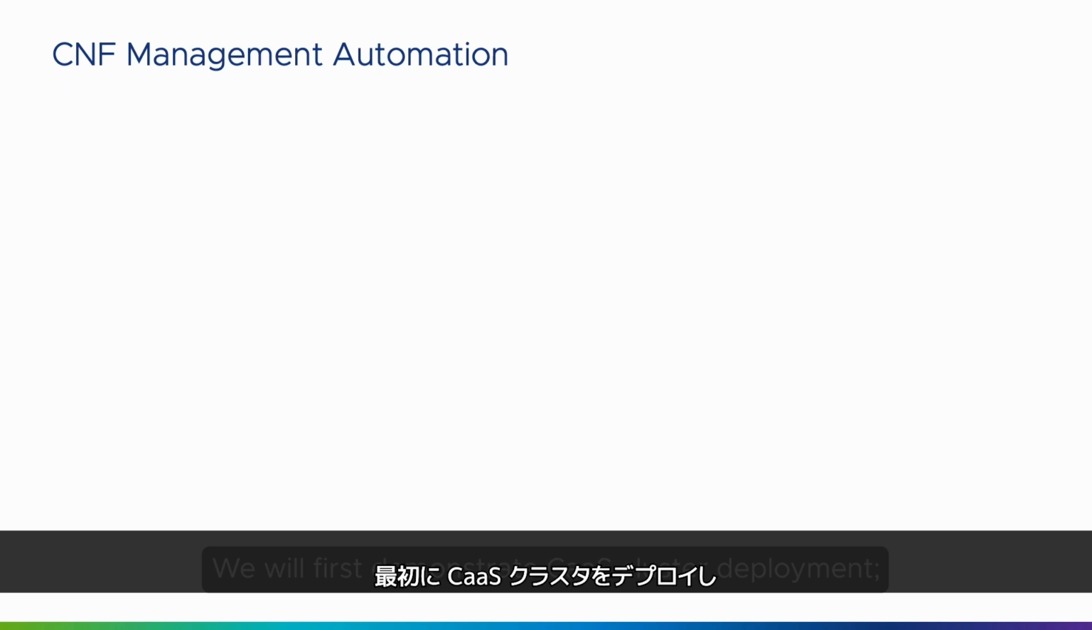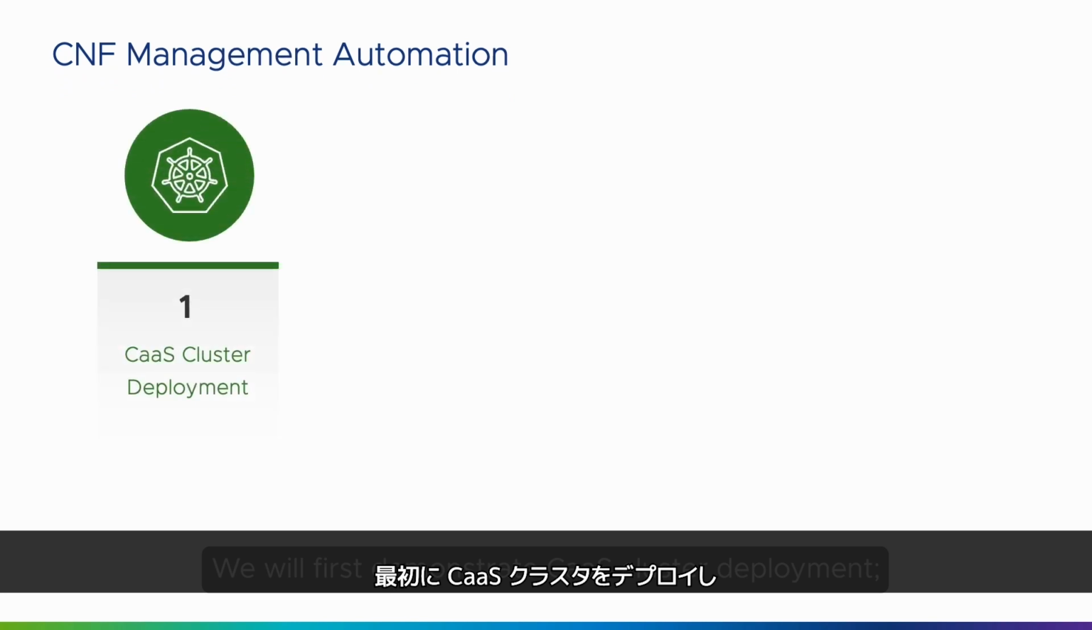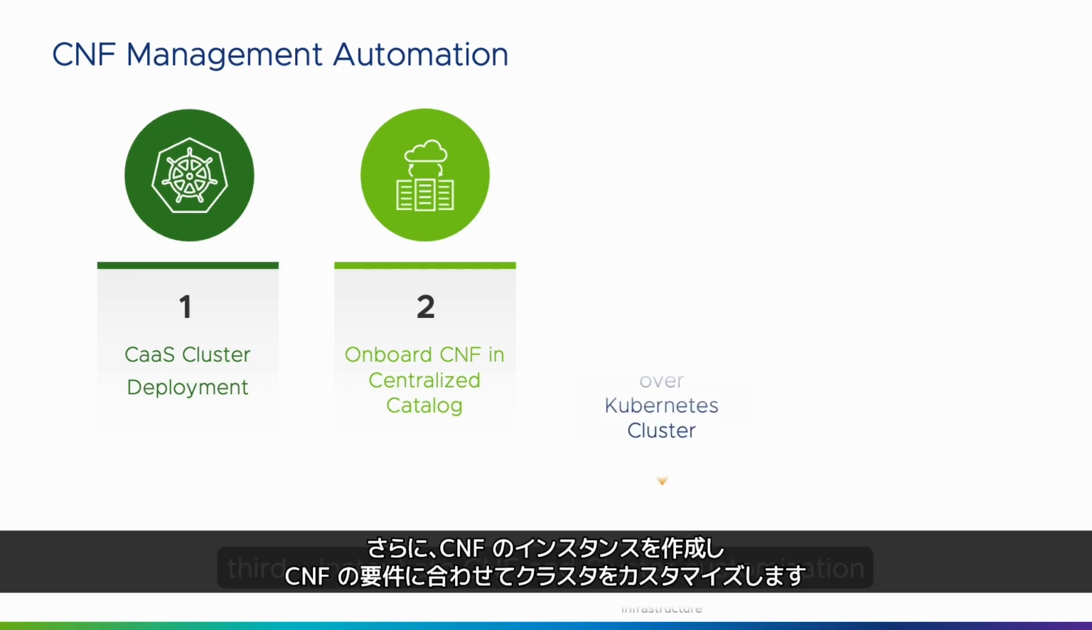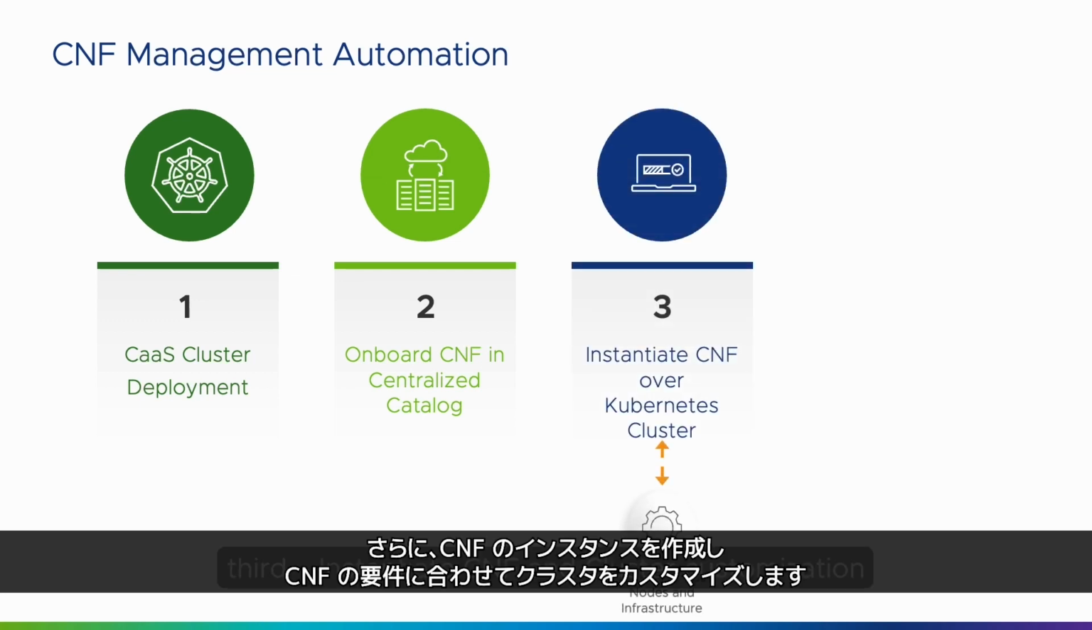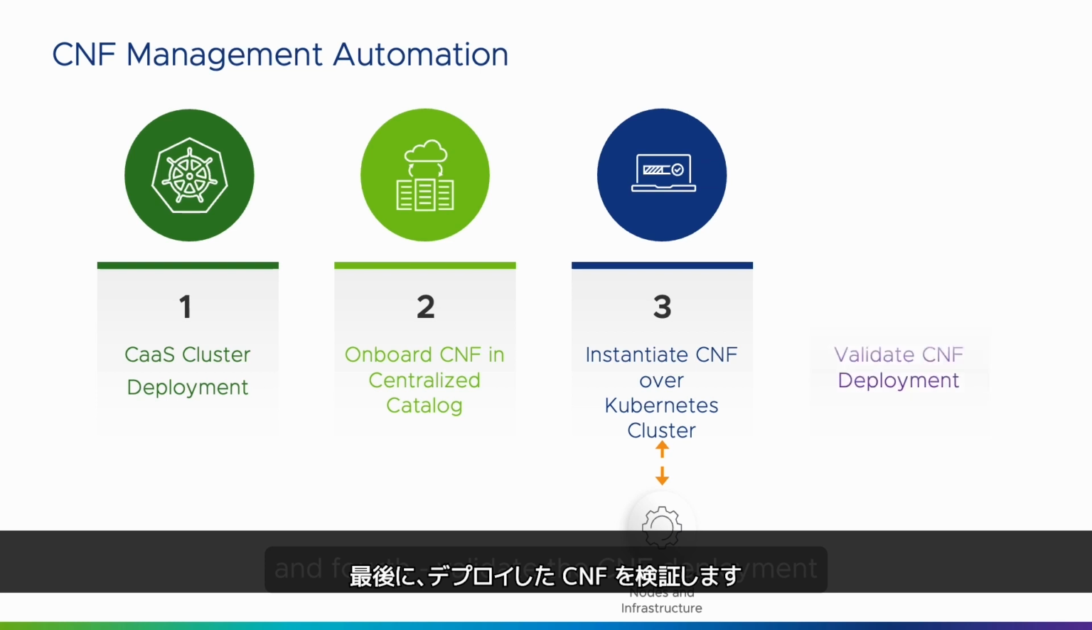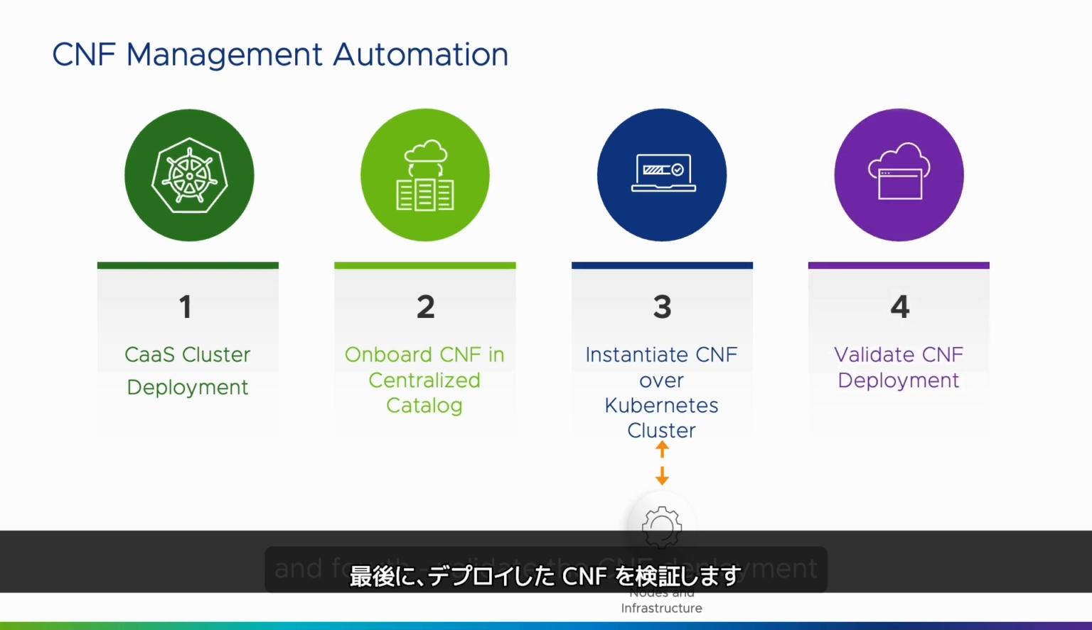We will first demonstrate CaaS cluster deployment. Second, onboard Ericsson ENM CNF. Third, instantiate CNF and cluster customization to match CNF requirements, using Telco Cloud Automation's unique Dynamic Infrastructure Policies. And fourth, validate the CNF deployment.